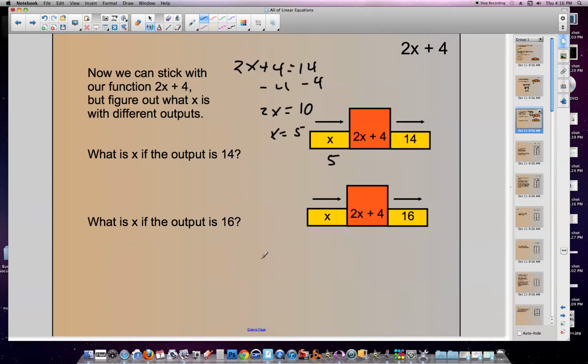And we could use a different output. What about when the output's 16? Same function, 2x plus 4, but a different output. Let's try that. 2x plus 4 equals 16. Hopefully, you've already figured this out. You should be able to do this in your head. I'm going to subtract 4 from each side, and that means that 2x is 12. And what number times 2 equals 12? Well, x must be 6. So what we're demonstrating here is that without changing the function, we can use different outputs to figure out different inputs.